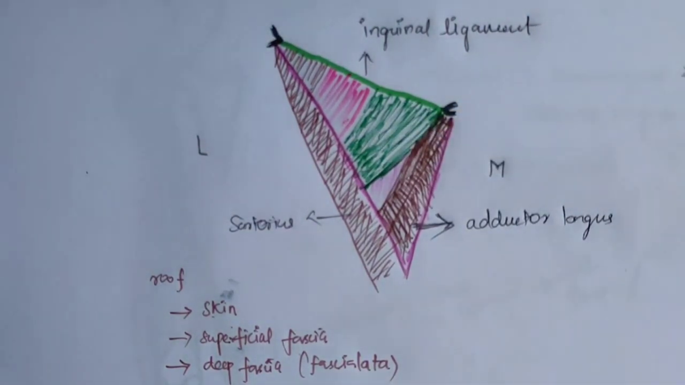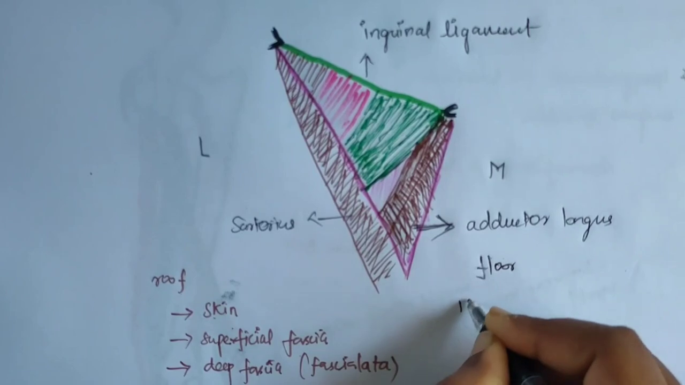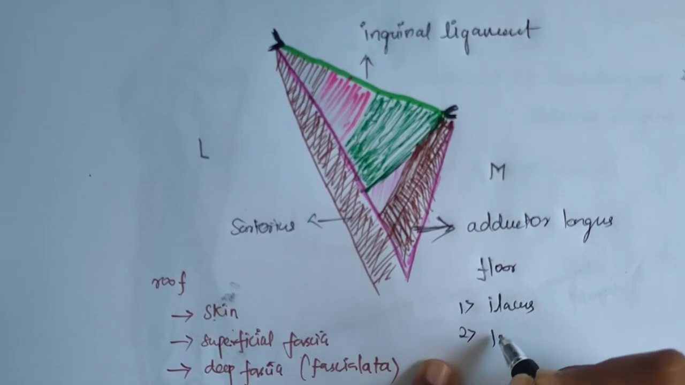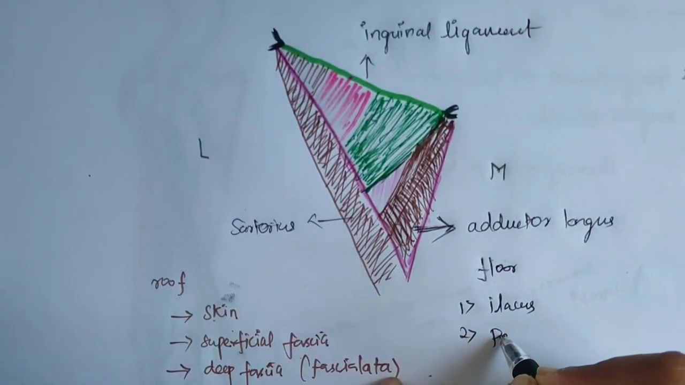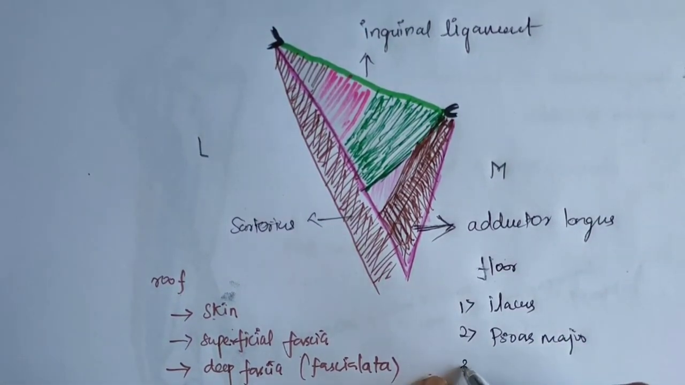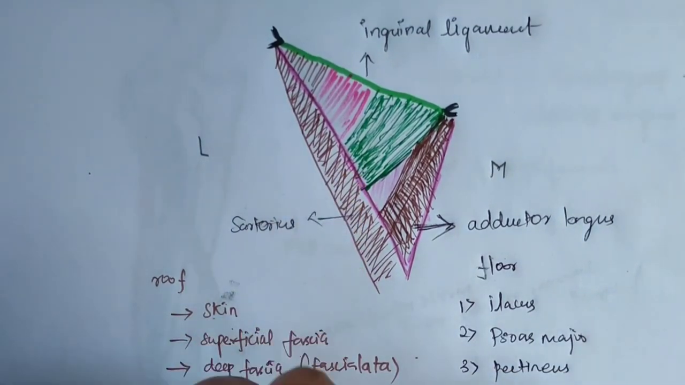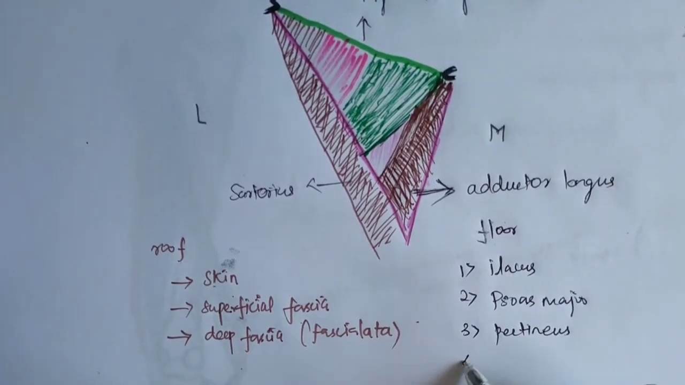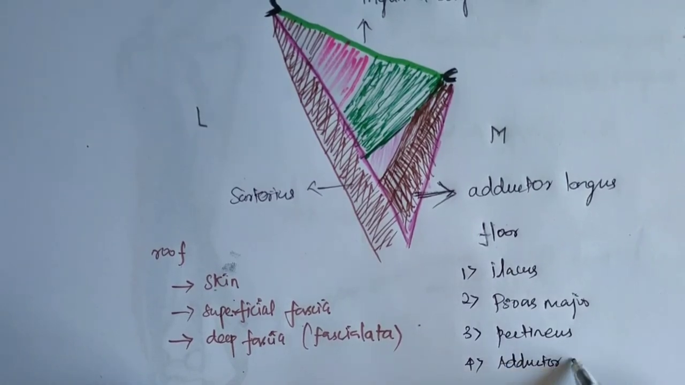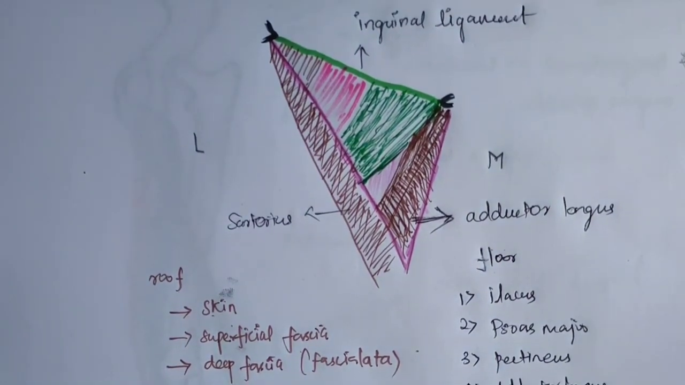The floor: first iliacus, second psoas major, third pectineus, and fourth one adductor longus. These are the floor.